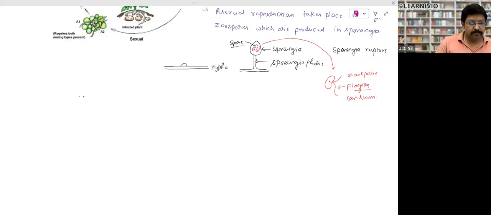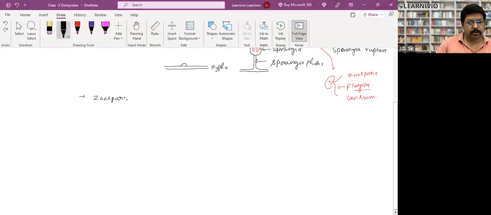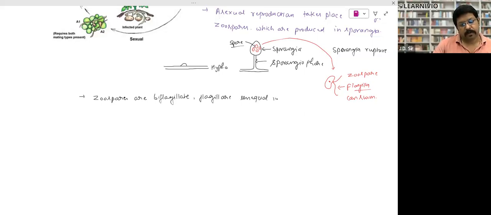So zoospores have two flagella, right? Zoospores are biflagellate, means they have two flagella. Biflagellate, they have two flagella, right? And both flagella are not equal, flagella are unequal in length. Flagella are unequal in the length, right? And now what happened? Sexual reproduction.